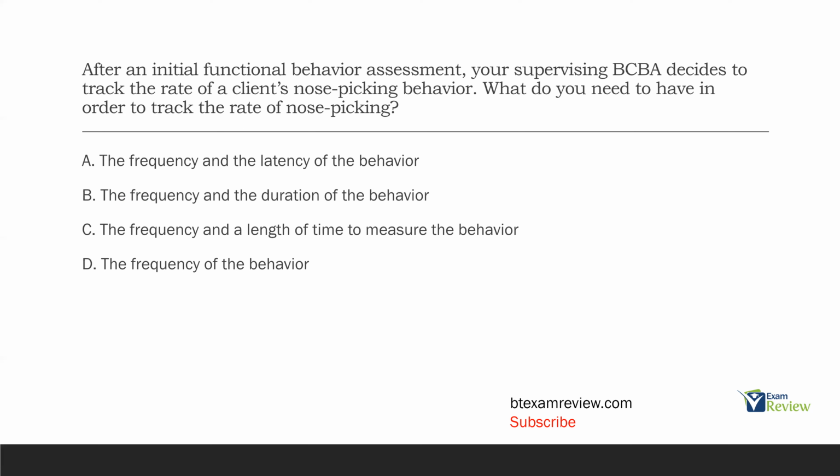So be careful about this. We're not so much concerned with the duration rate. We're more concerned with what's our length of time measurement occurred. Did it occur over a day? Did it occur over an hour? How many times did it happen during that length of time? So C, the frequency and the length of time to measure the behavior, is a lot more accurate, because frequency over time is rate. And then D, just frequency. No, to make it rate, we need to add time. So what you need to have in order to track the rate is C, frequency and a length of time to measure the behavior.